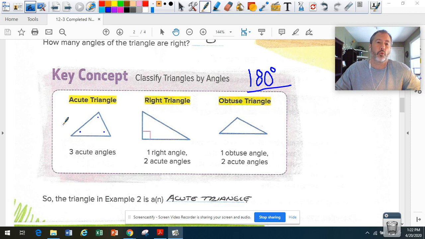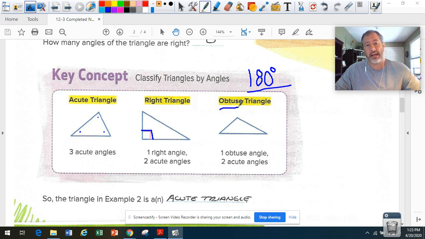Next one is the right triangle. The right triangle has one right angle, okay? The rest of them have to be acute. Why can they not be obtuse? Well, let's think about it. If I have this angle here is 90 degrees, and if I had one obtuse angle here, which let's just say it's 91, 90 plus 91, we're already up to 181. We are above the 180 degrees in a triangle. So that's why if we have one right angle, we must have two acute angles that go along with it.